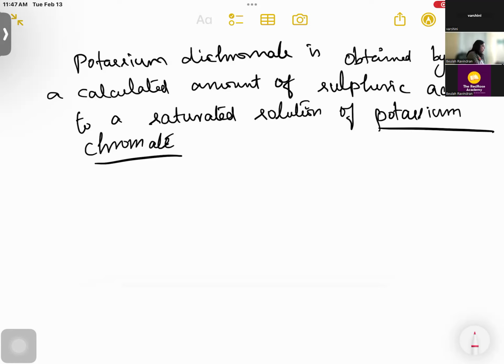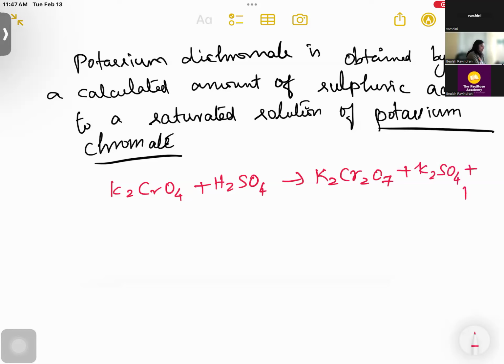First of all, how it is prepared, everything we need to understand. So what is the formula? K2CrO4 in the presence of H2SO4 gives K2Cr2O7 plus K2SO4 plus H2O. So it should be 2 times, right? Then only you'll be getting these two compounds. Our aim is to prepare potassium dichromate. This is one method.